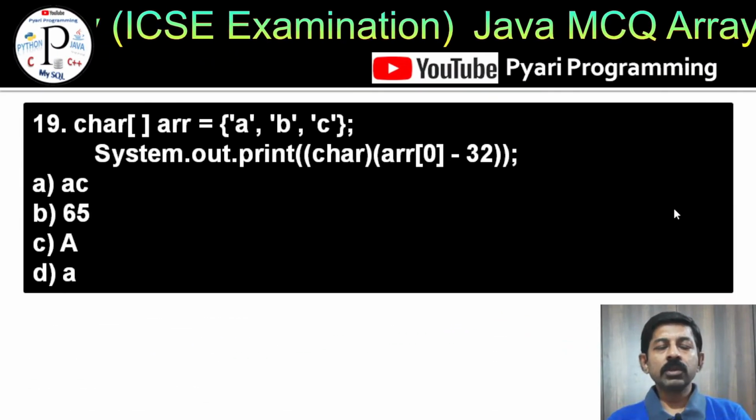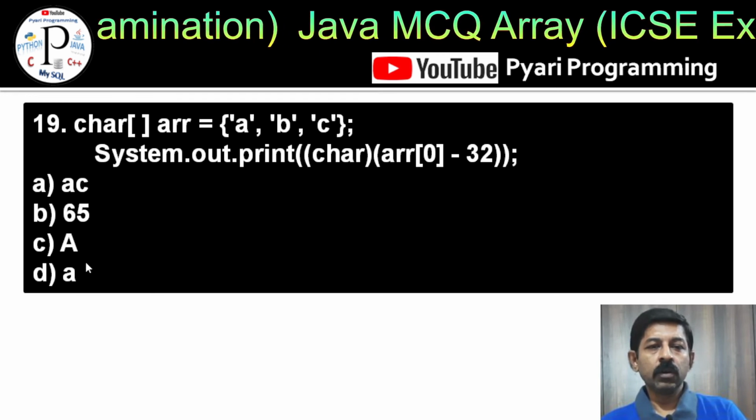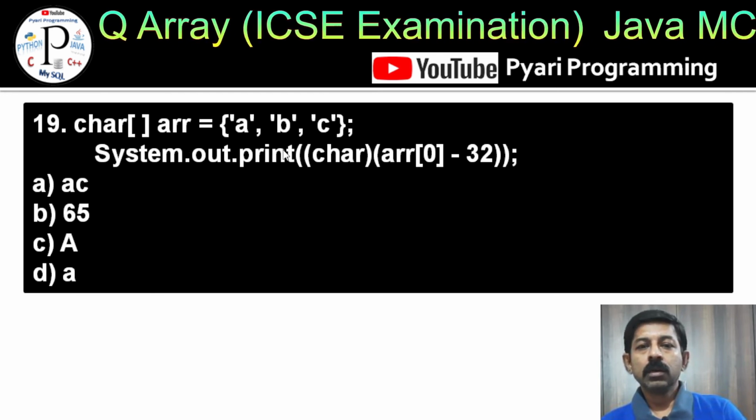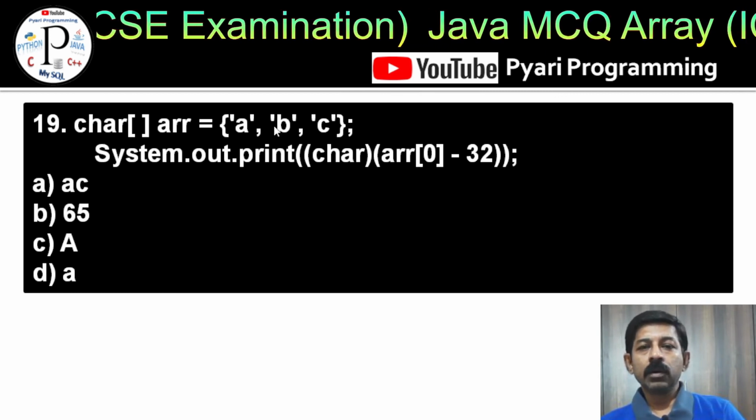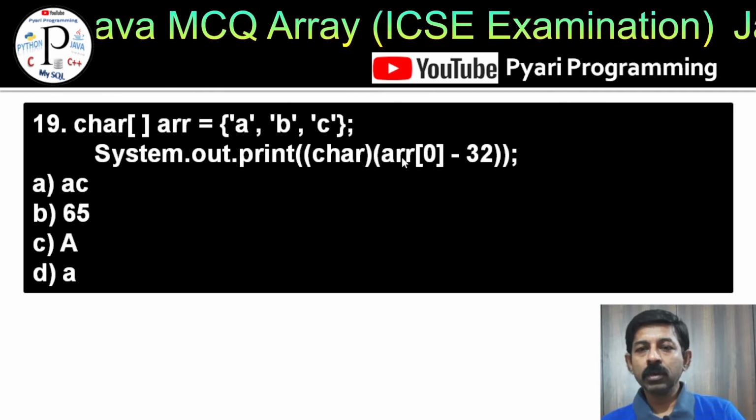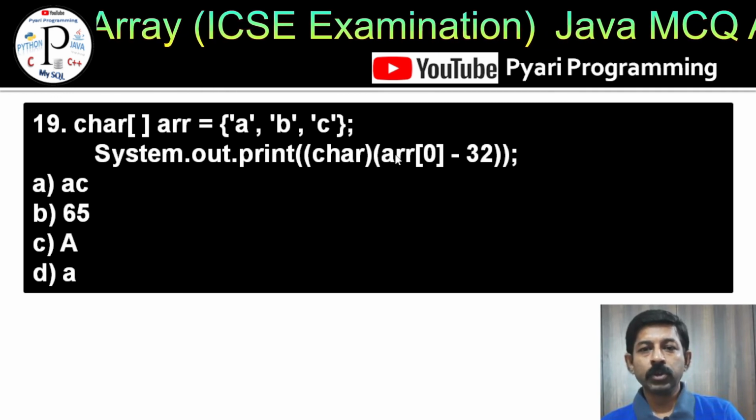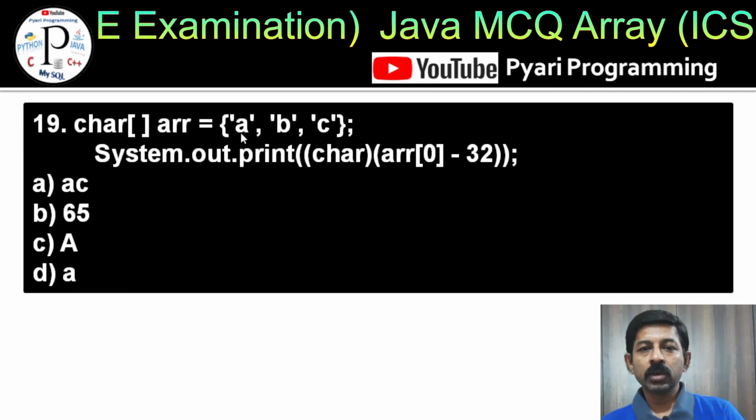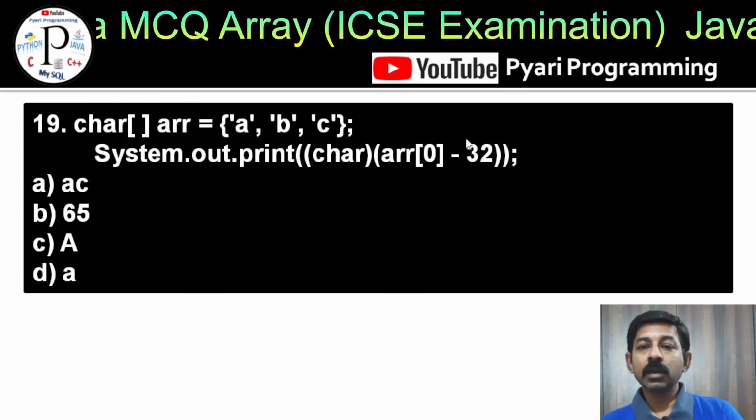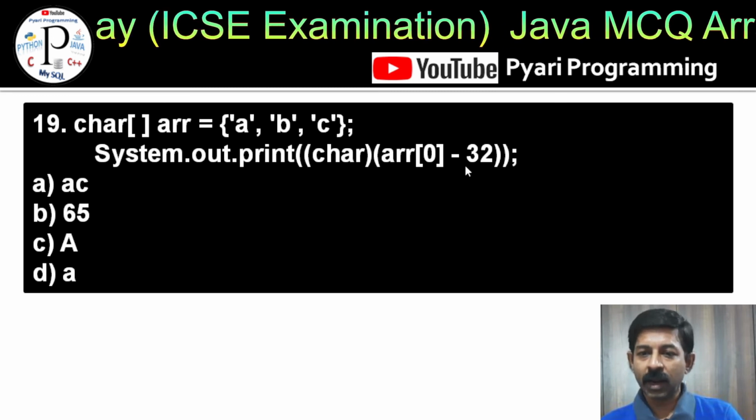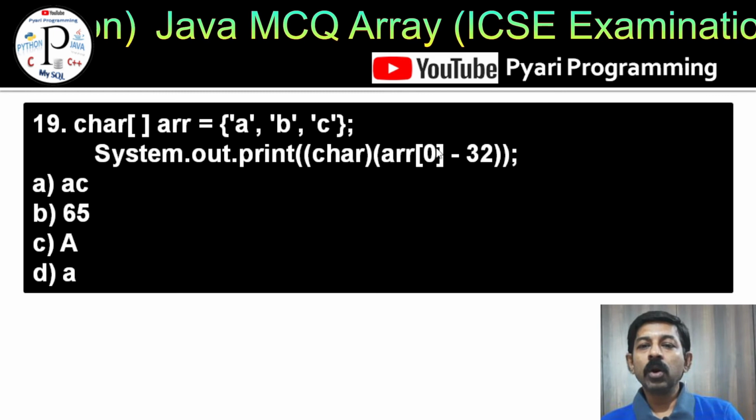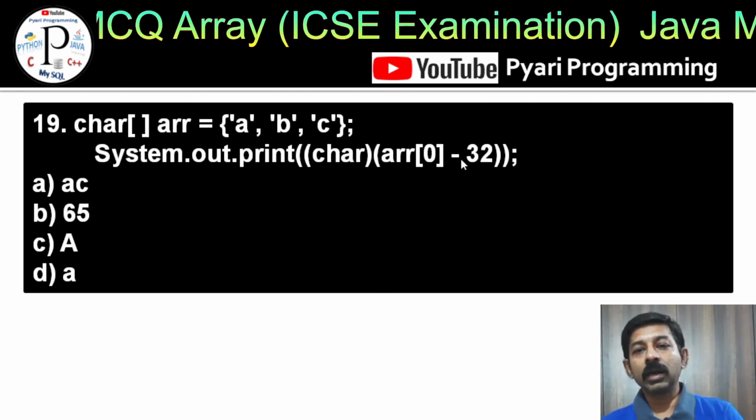Now the next question. We don't have a compilation time error or runtime error, so that means syntax and logical errors are not available. A character array is created. Now we have an expression. It says ARR of 0 position, which contains alphabet a, minus 32. One is character, another is integer. Is it possible to subtract? Yes, it is possible because in an expression, the lower data type is converted into the higher data type automatically.